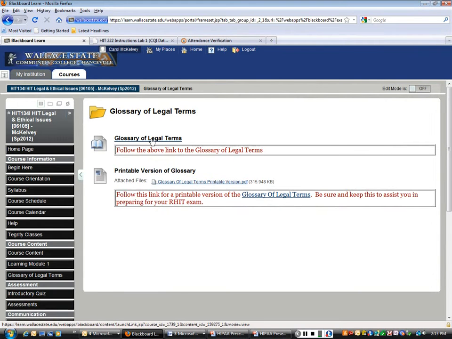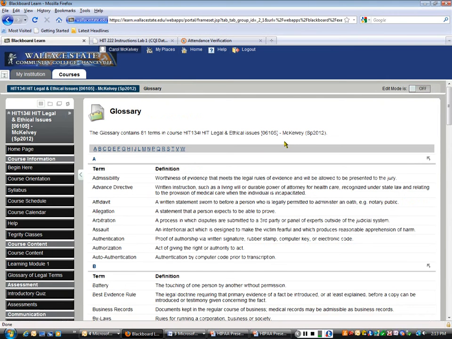the recording, and you can use this glossary at any time during the semester as a resource to look up the definition of a term, but also again remember to print the version of the glossary in order to keep it. So let's start out with our glossary of legal terms, and we're going to go through the alphabet.